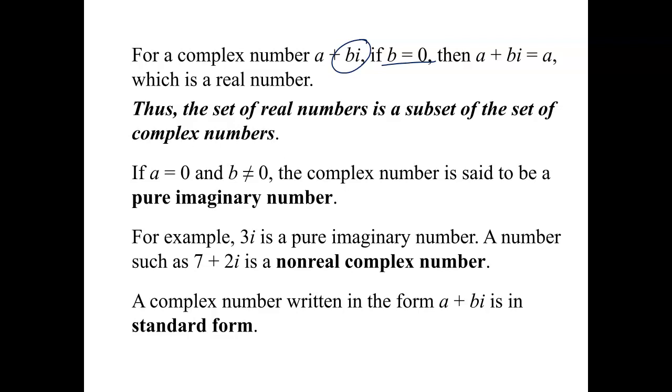If A is 0, that means I don't have the first part. I don't have the real part. I only have the imaginary part. So that's considered a pure imaginary number. That's everything that we've dealt with so far. All right? Everything we've done today so far has been pure imaginary.